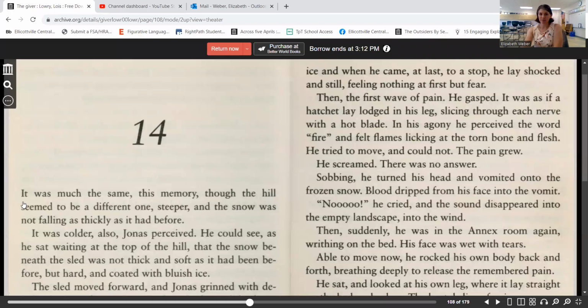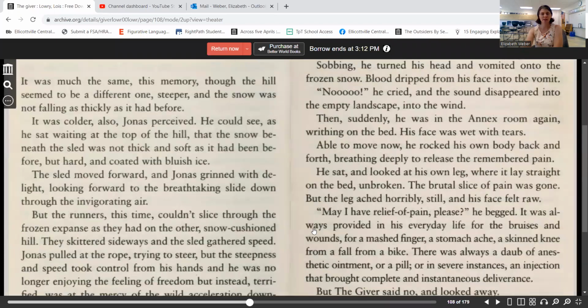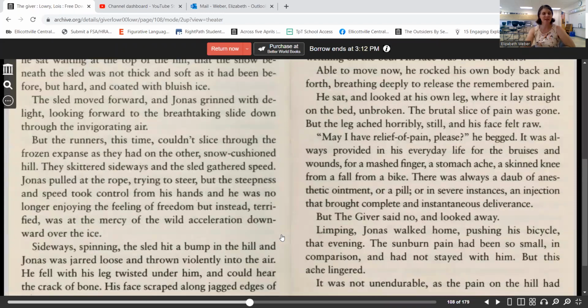It was much the same, this memory, though the hill seemed to be a different one, steeper, and the snow was not falling as thickly as it had before. It was colder also, Jonas perceived. He could see as he sat waiting at the top of the hill that the snow beneath the sled was not thick and soft as it had been before, but hard and coated with bluish ice. The sled moved forward and Jonas grinned with delight, looking forward to the breathtaking slide down through the invigorating air.